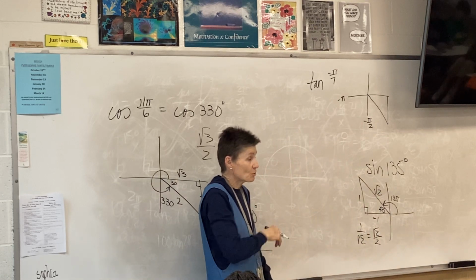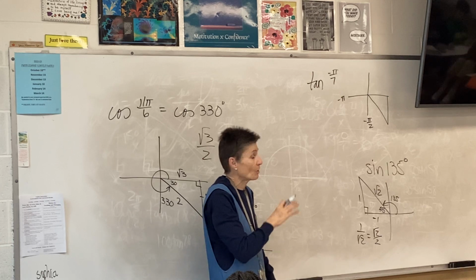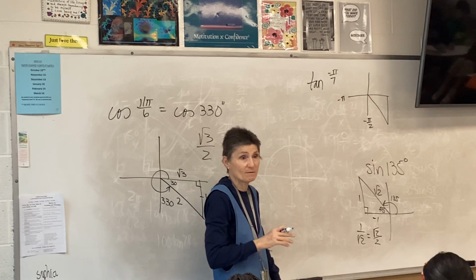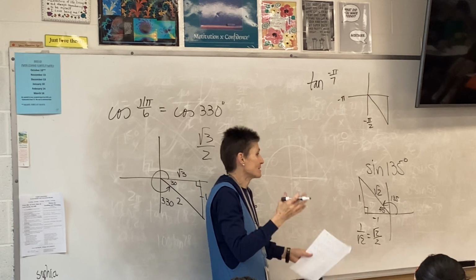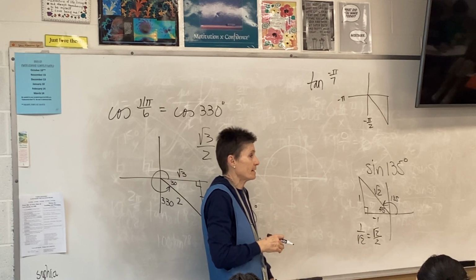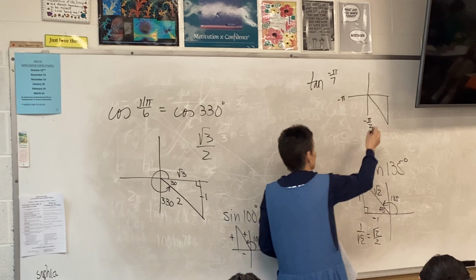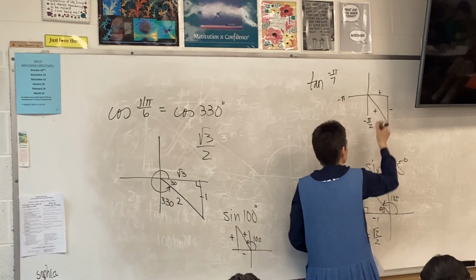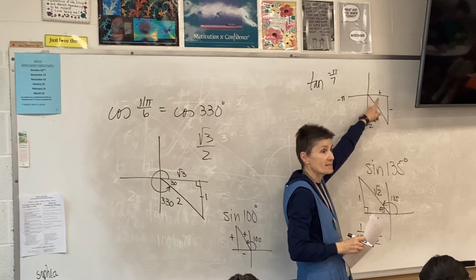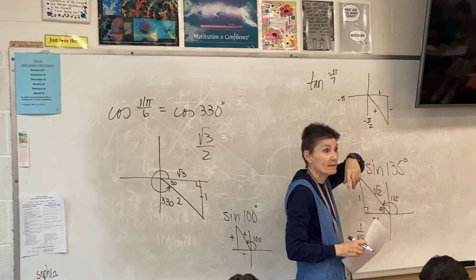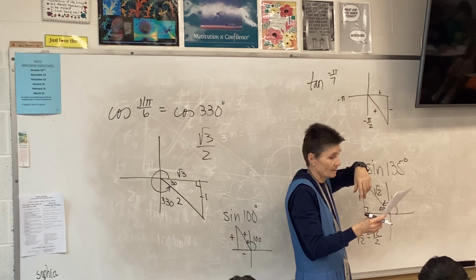Now, you can change it to degrees if you want. You don't have a calculator though, so you're going to have to do some division, 180 divided by 7. But pi over 7 is less than 90. So it's going to be here, this is positive, negative, positive. Tangent is opposite over adjacent, so the tangent will be negative.